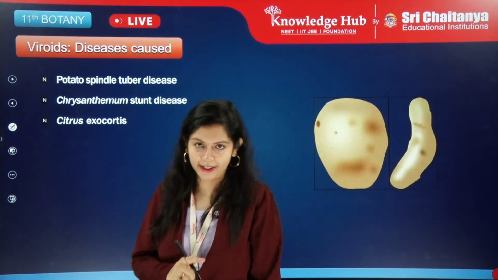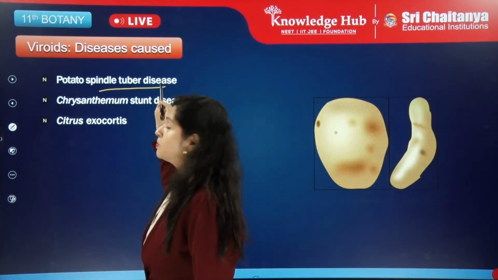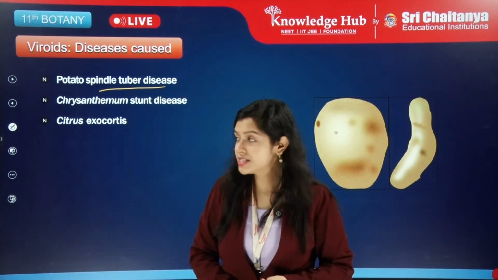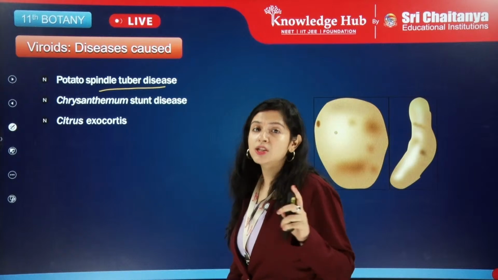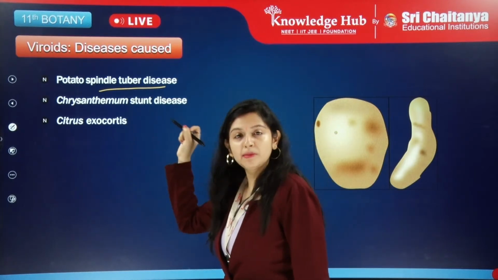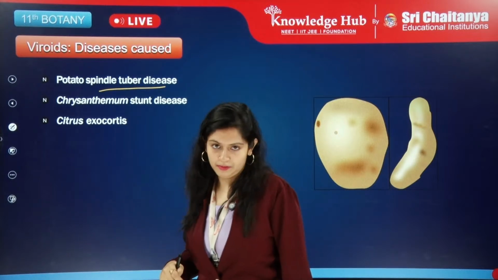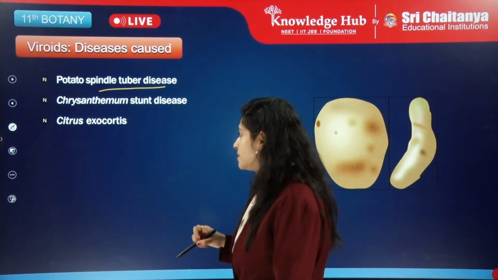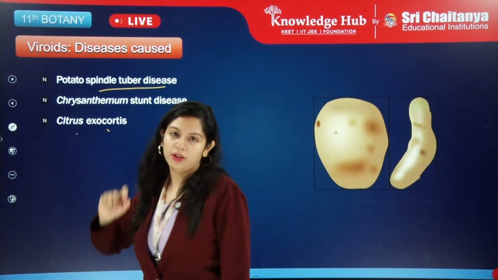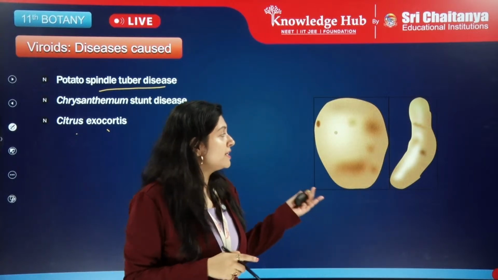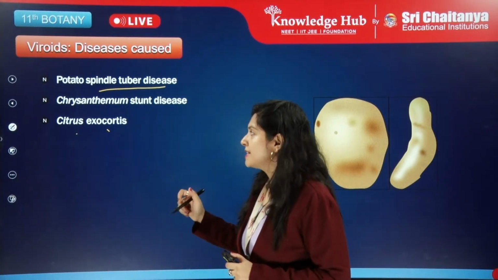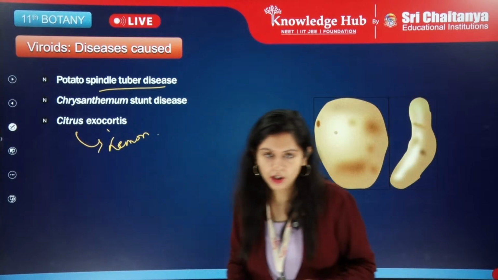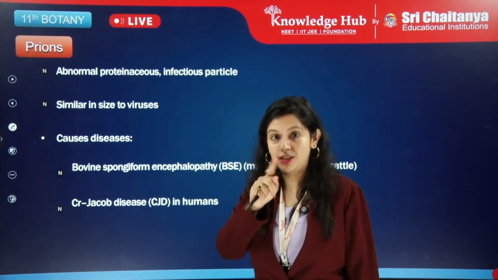Diseases caused by the viroids. So first one, potato spindle tuber disease, caused by the viroids. Next, chrysanthemum is a plant and it is causing the stunt disease. Chrysanthemum stunt disease is caused in the plant. Next one is citrus exocortis, which is a disease causing in citrus or lemon plants.